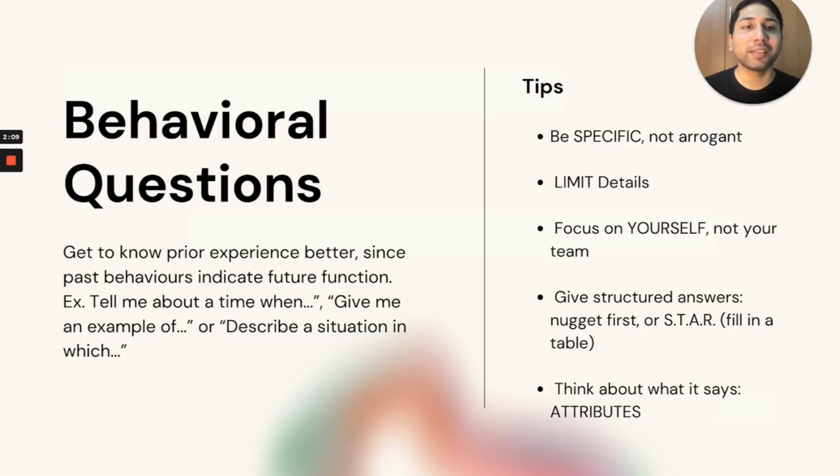Make sure you are being specific and not arrogant, depending upon the situation. Try to limit your details. That does not mean you are just speaking 2 or 3 sentences or saying yes or no, but it cannot be a 5-minute answer. Focus on yourself. The interviewer wants to know about you, the actions you took in those situations, your qualities, your attributes, not your team. That's not to say that you cannot talk about your team, but the ratio has to be skewed towards yourself. Mostly you have to talk about yourself rather than about the team.